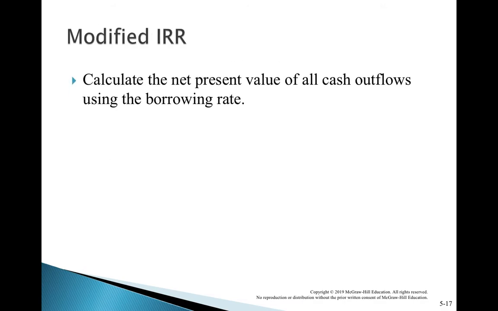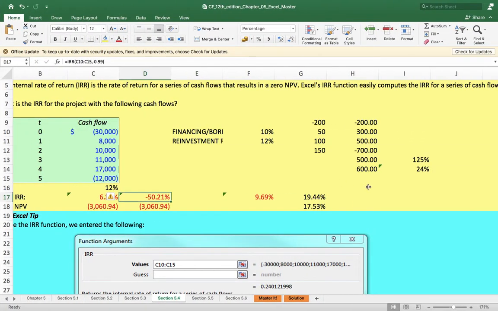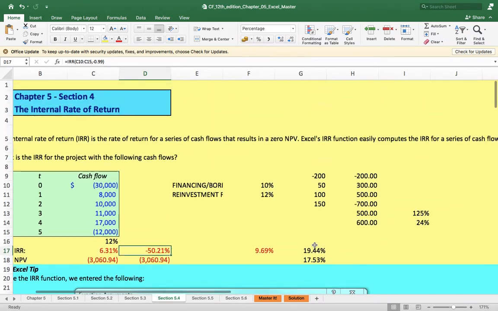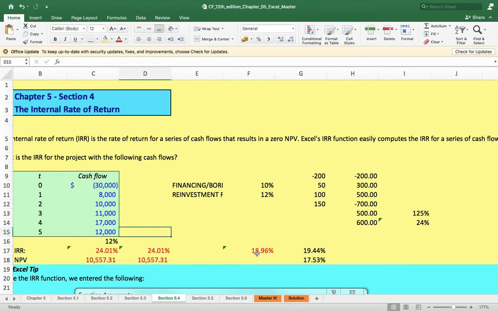And modified IRR, MIRR, we have calculated. When we are calculating MIRR, what we do? We take in the reinvestment rate and financing rate, and we calculate the IRR. Just a minute, let me make it all positive, and MIRR is calculated here.